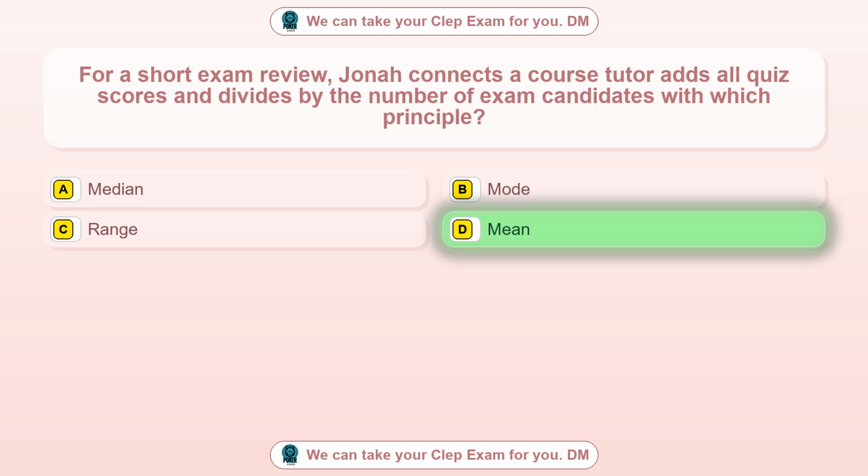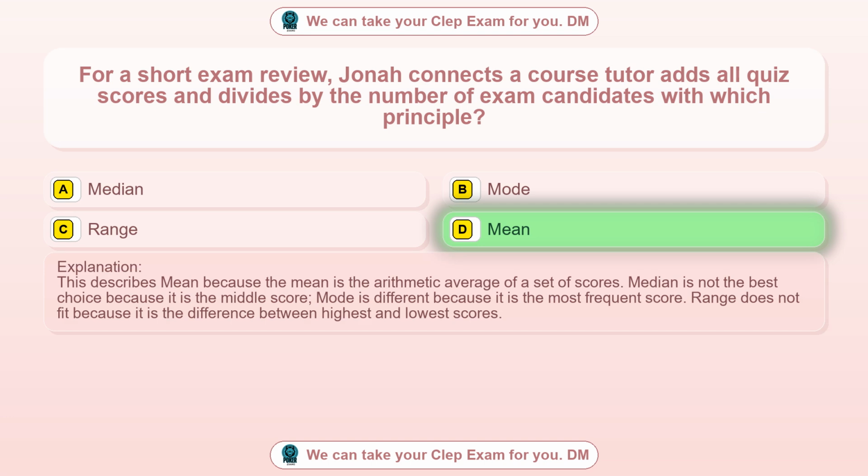Mean. This describes mean because the mean is the arithmetic average of a set of scores. Median is not the best choice because it is the middle score. Mode is different because it is the most frequent score. Range does not fit because it is the difference between highest and lowest scores.